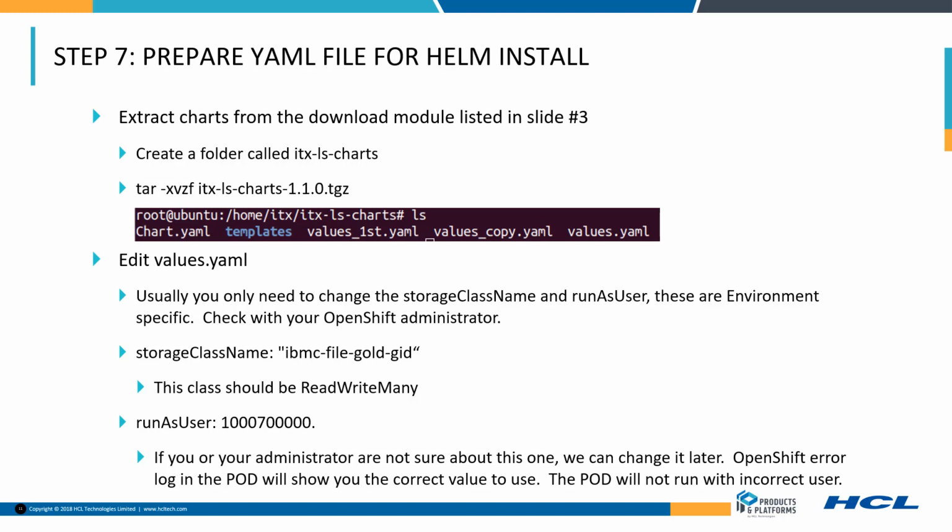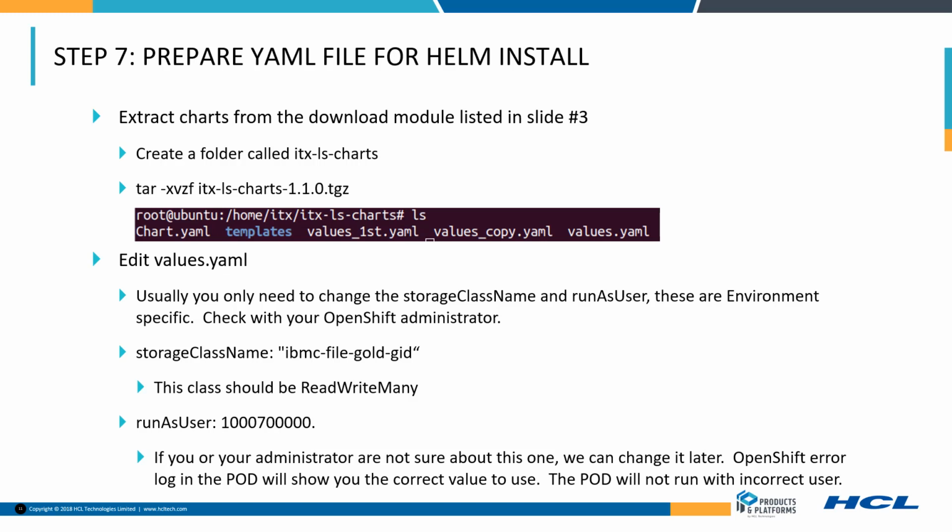The next step is to prepare the HELM chart to replace the values for some default parameters. Most likely you will need some help from your Kubernetes administrator. Copy the charts folder and its content from the installation module you downloaded earlier. Extract them into the installation folder. You should see ITX LS charts folder.